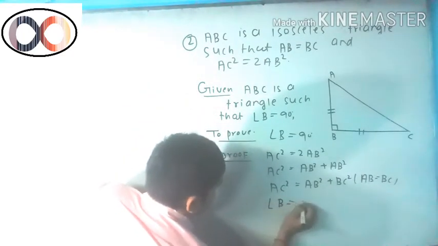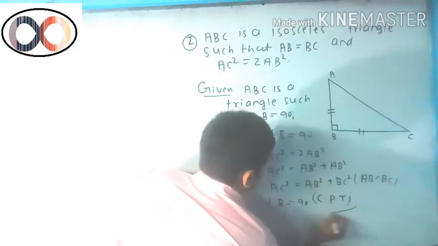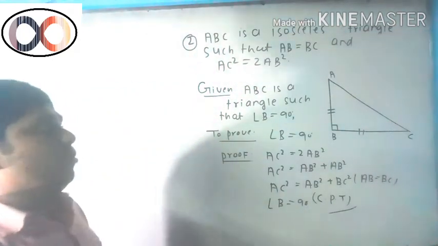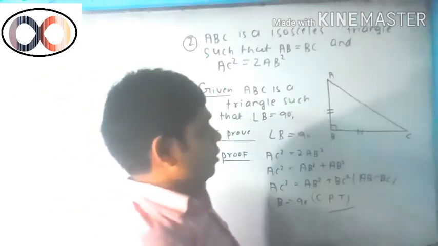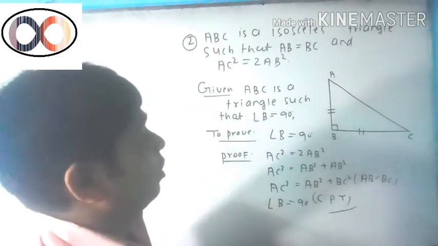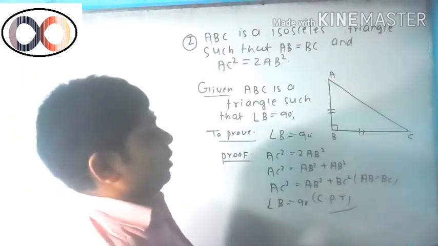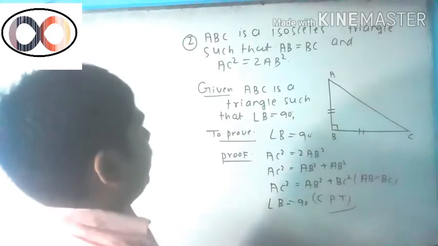Okay, thank you. To 90 due to what? CPT. CPT stands for converse of Pythagoras theorem. Okay, students, so this is the question. That is a very important question. This is the question regarding the result of isosceles triangle. So you should keep it in mind. And next question, I am discussing the next question.